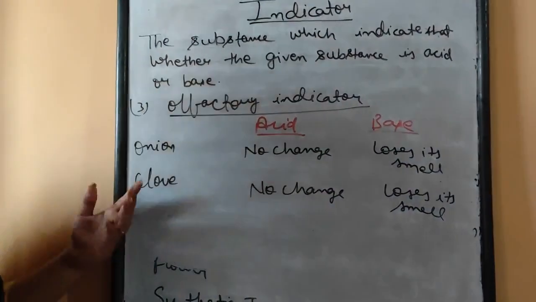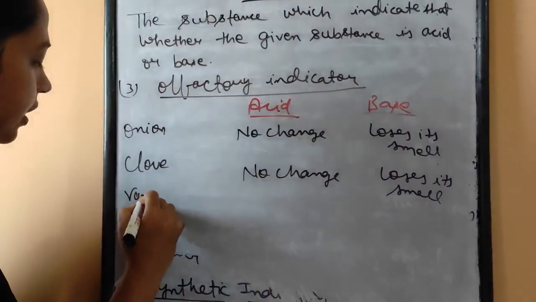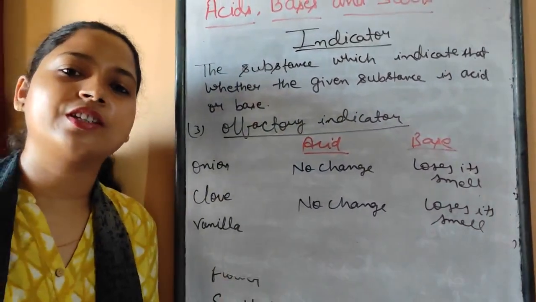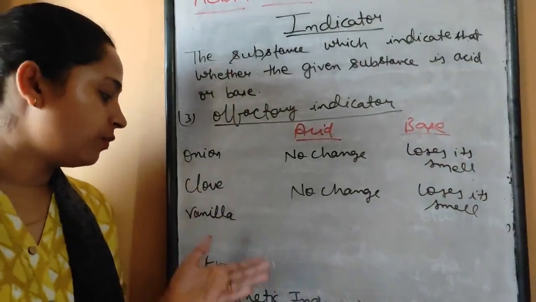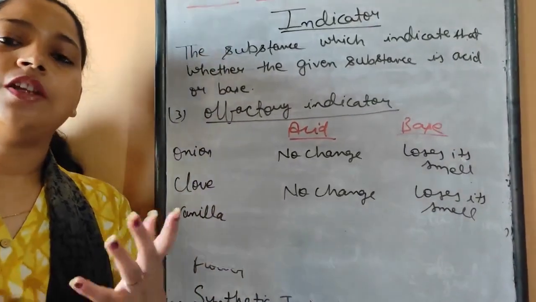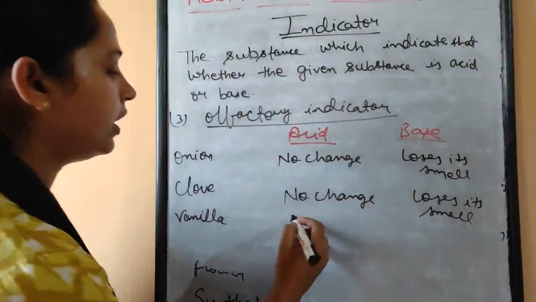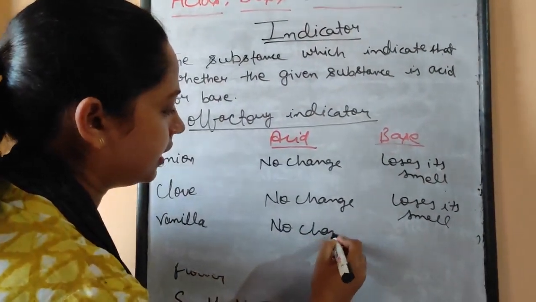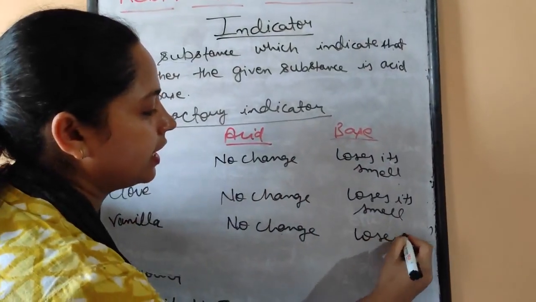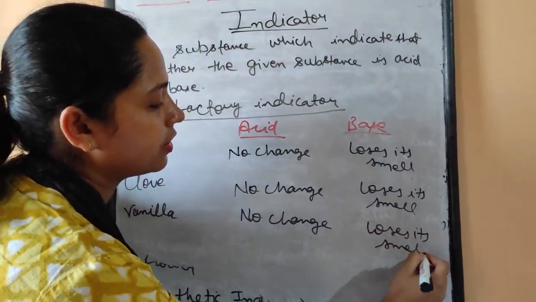Similarly, one more olfactory indicator we can use here is vanilla. This is a very common essence. All of you know it, right? So what effect does it show when we add acid or base? Even in the vanilla essence, there is no change if we add the acid. But if we add the base, this vanilla essence loses its smell.